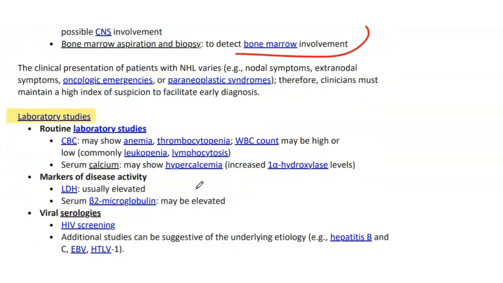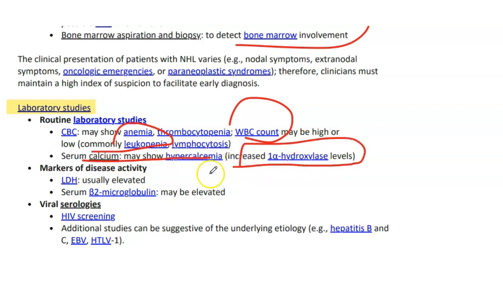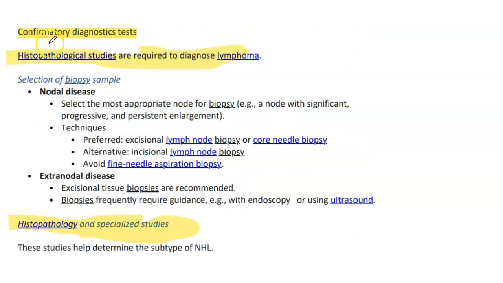Lab findings: CBC will show signs of anemia, thrombocytopenia, and WBC may be high or low. Commonly leukopenia occurs, lymphocytosis can also be present. Serum calcium may show hypercalcemia due to increased 1-alpha hydroxylase level. LDH is usually elevated and beta 2 may be elevated. Viral serologies can also be done. Confirmatory diagnostic tests or pathological studies are required to diagnose lymphoma.